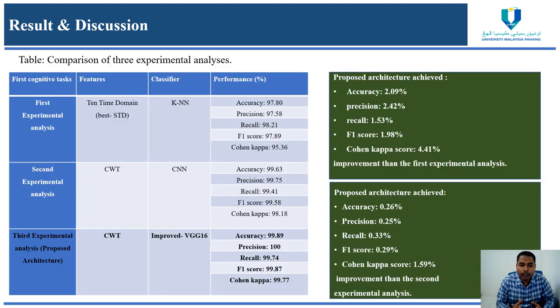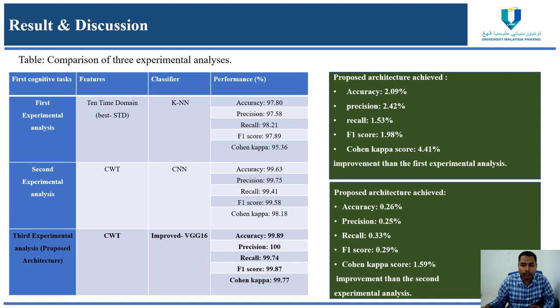To show the effectiveness of the proposed improved VGG16 model, we also conduct different experimental analyses. In the first experimental analysis, we used 10 different types of feature extraction methods with the KNN classifier. In the second experimental analysis, we used the time frequency CWT image with a simple CNN architecture. And in the third experimental analysis, we used the CWT image with the proposed improved VGG16 model.